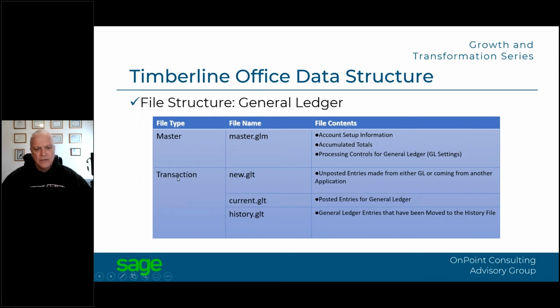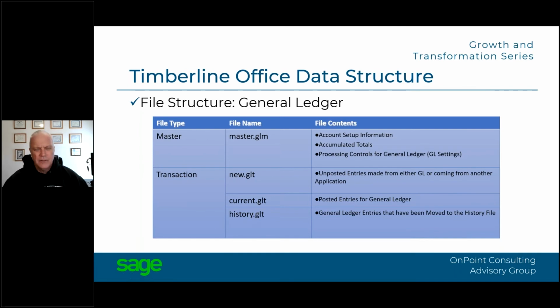You also have transaction files. The new file is unposted entries. So when you make entries into Sage, you're creating them in a new file. They're unposted, okay? When you post, that exact information simply gets moved out of the new and into the current file, all right? So the current file is your posted stuff. And then your history is what you've archived, what you've moved to history.